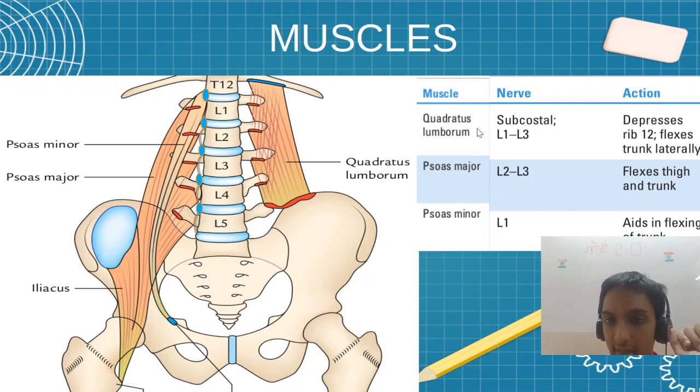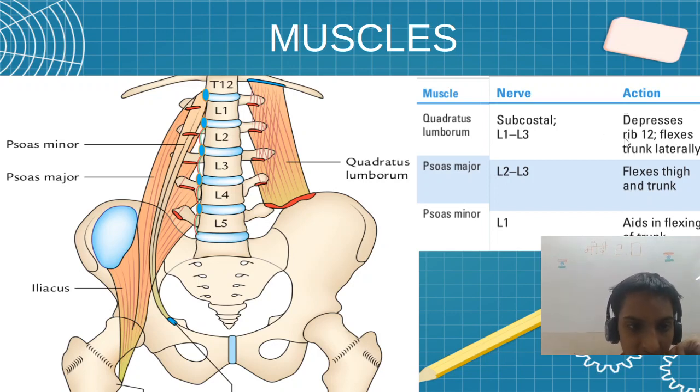It is supplied by the subcostal and L1, L3 nerves. Okay. All of these will flex the trunk. Extra add here: it depresses the 12th rib. Okay. Because it's just below the 12th rib.